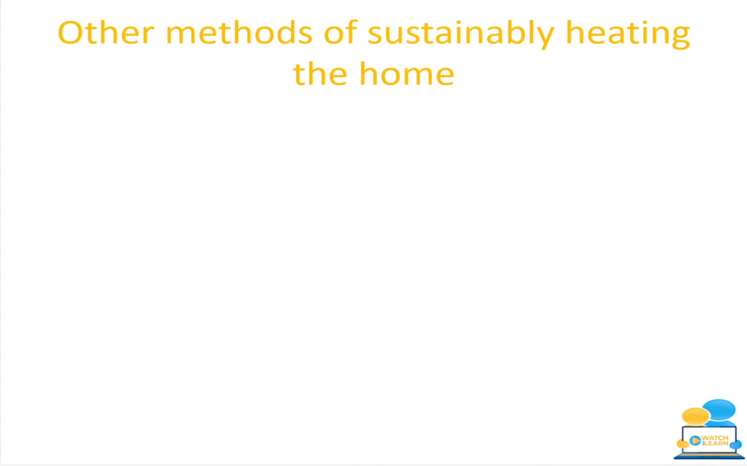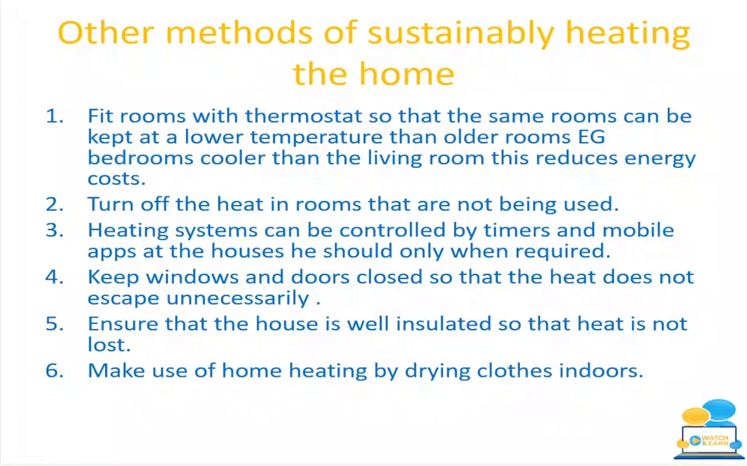Other methods of sustainably heating the home. So you could fit rooms with a thermostat. So basically what that means is that all of the rooms will be kept at the same, lower temperature. And you can choose then if there's certain rooms which are colder, like your bedrooms, and if you want to have them at a cooler temperature, and this will reduce the energy cost, because usually in your bedroom you have a duvet and a blanket, so you might not need it to be as warm. You can turn off the heat in rooms that are not being used. So if you have a spare room and no one's sleeping in it, turn off your heating in there.